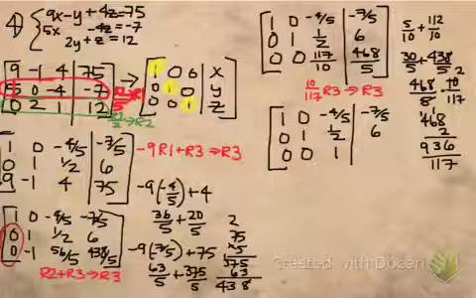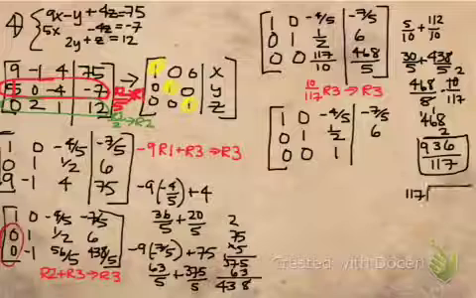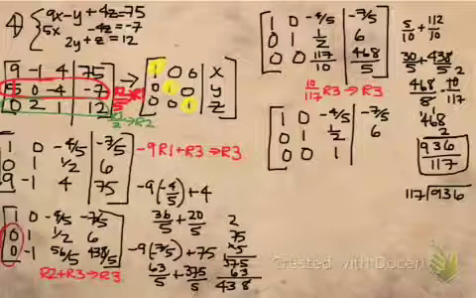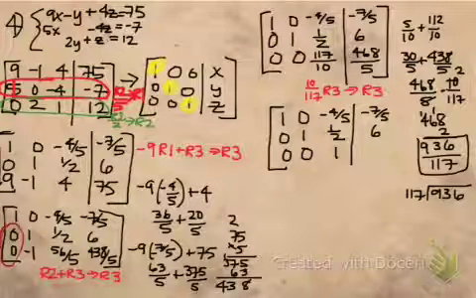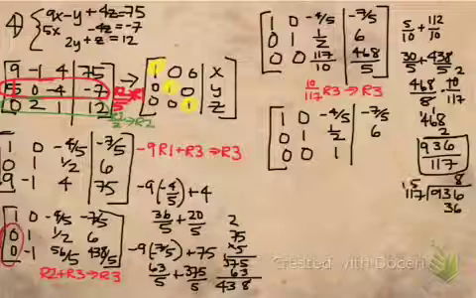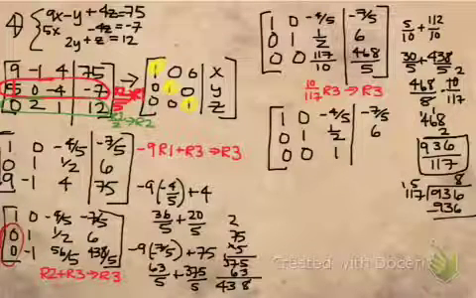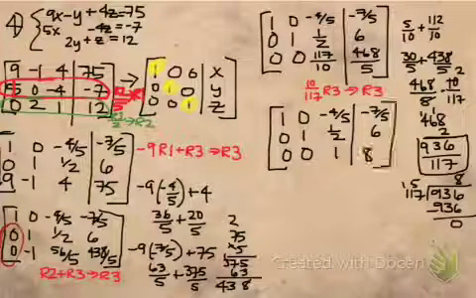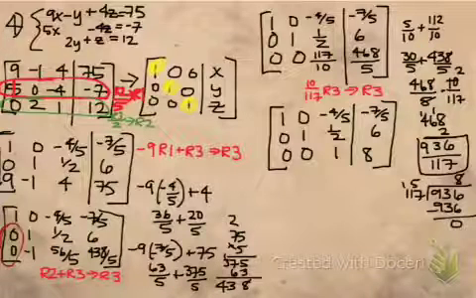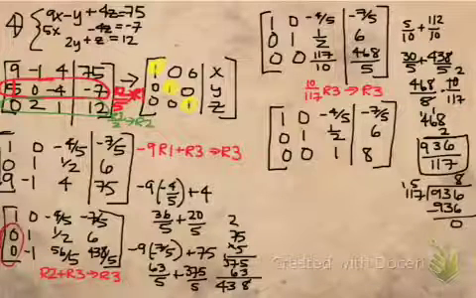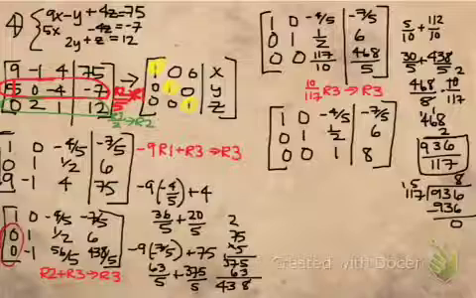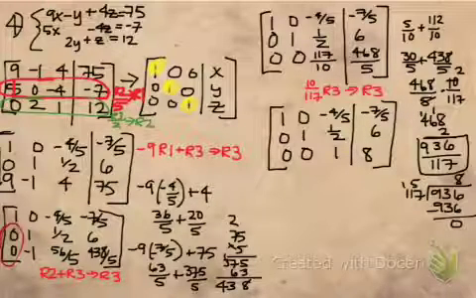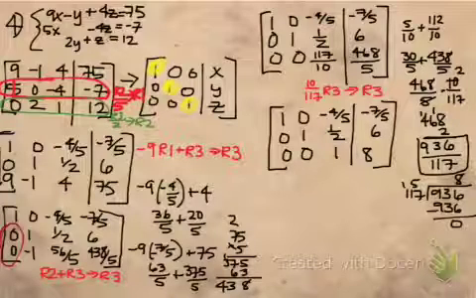So 936/117. And if we divide 936 by 117, it actually goes in exactly 8 times. So that ugly fraction turned into a nice, pretty 8. So far we know that z is equal to 8. From here it's a lot prettier. It's not as ugly with all those fractions. So we need to go upward now.